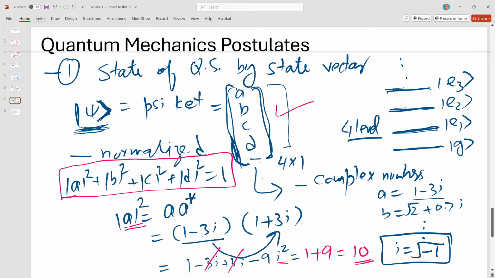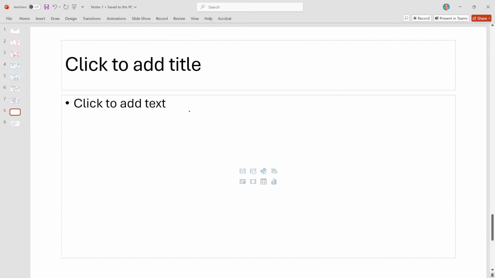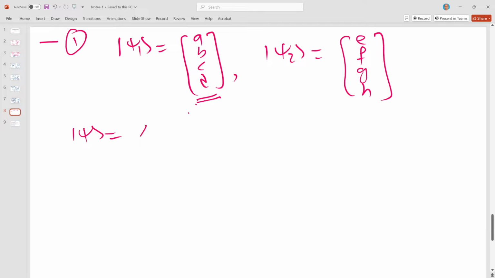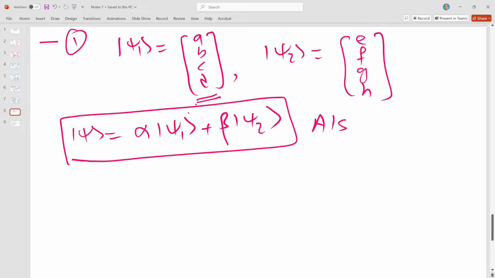And then this state vector has an additional property. So I'm going to continue postulate 1, and additionally, if there is, let's say, this legitimate state, and legitimate means that this is a normalized state, and a, b, c, d are non-infinite complex numbers. They can be 0 but not infinite. And similarly, suppose if there is another state e, f, g, h, then we say that this is also a legitimate state of the system.